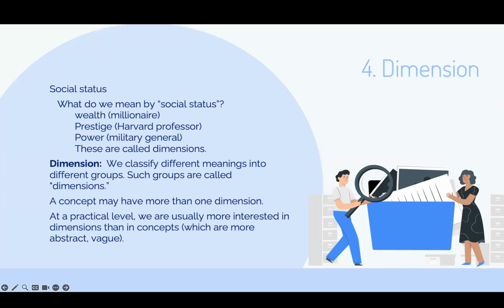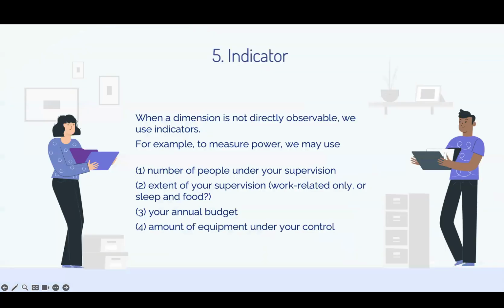When dimensions are not directly observable, we rely on indicators, such as the number of people someone supervises as an indicator of power. Indicators serve as tangible proxies for dimensions that are otherwise not directly observable. They are the measurable elements that allow us to quantify abstract concepts and thus conduct empirical research. I'll give you several examples. First, the number of people under your supervision offers a quantifiable indicator of authority.